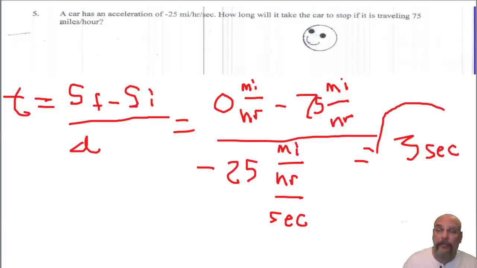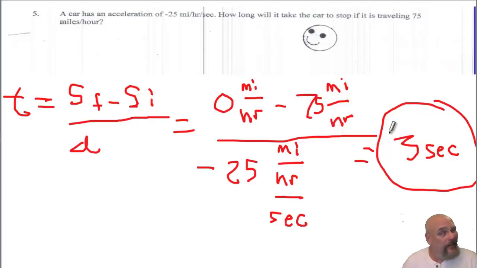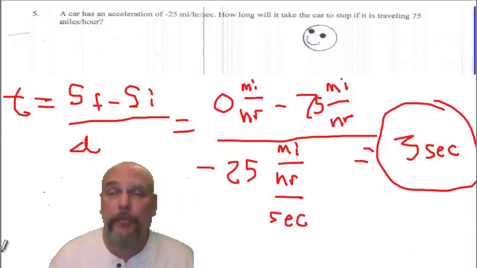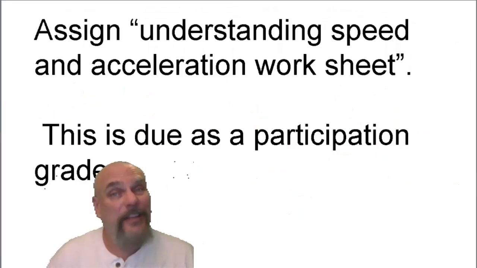Now, if you did the division wrong, like if you have this set up and you did 75 minus 0 divided by negative 25, you're going to end up with a negative number for time. That doesn't make sense. So you'd end up with negative 3 seconds. Not sure what that would mean. So it would take negative 3 seconds to do something. Doesn't really work out. So if you get a negative number for time, you probably did something wrong. Go back and take a look at it.